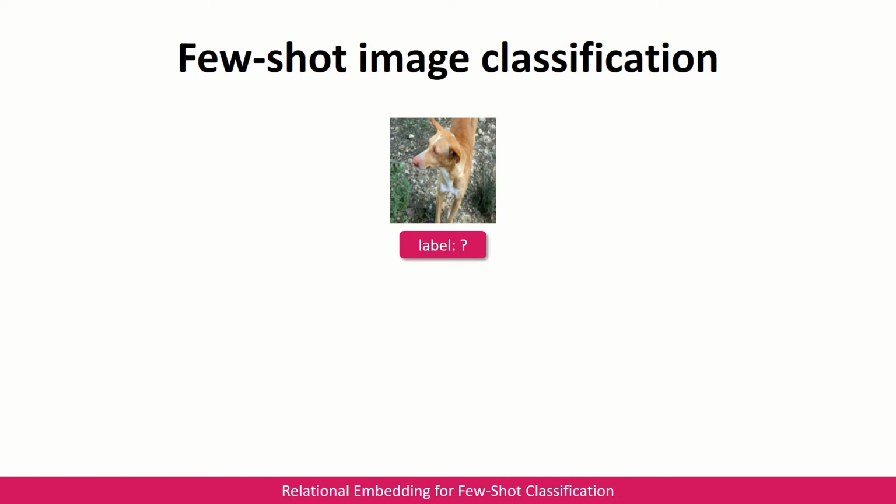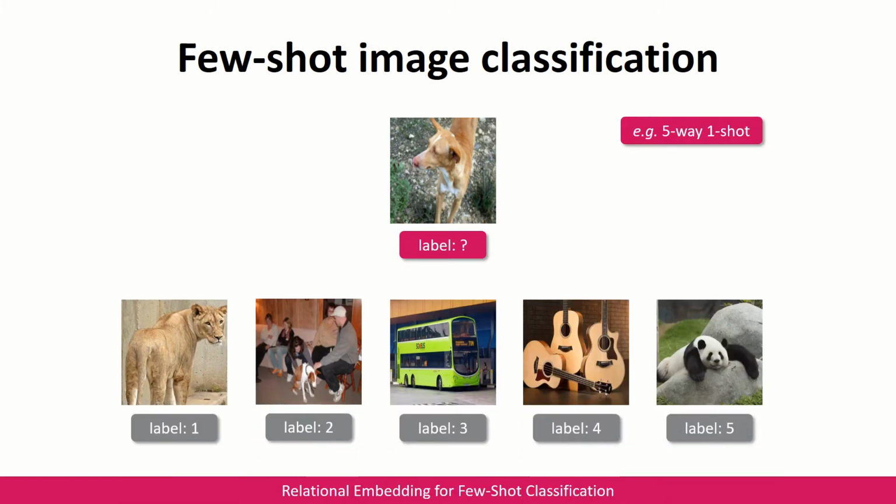The task of few-shot image classification is to learn new visual concepts from a small number of images. For example, in a 5-way one-shot setup, we're given a labeled image for each class, which we call a support set. Given this support set, we want to classify the query image. In this example, the answer is the second class.